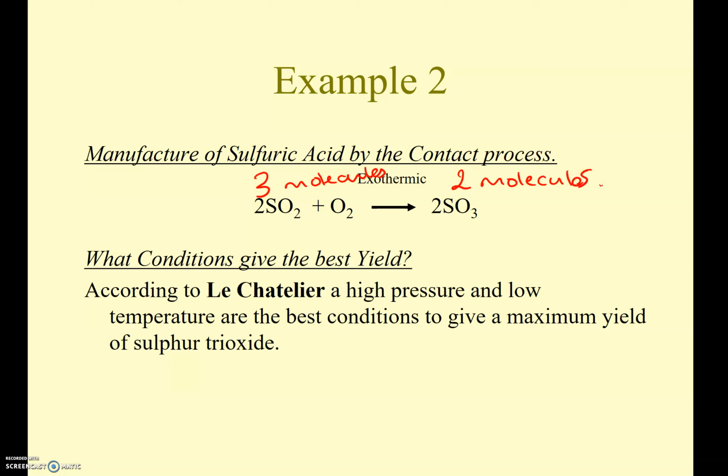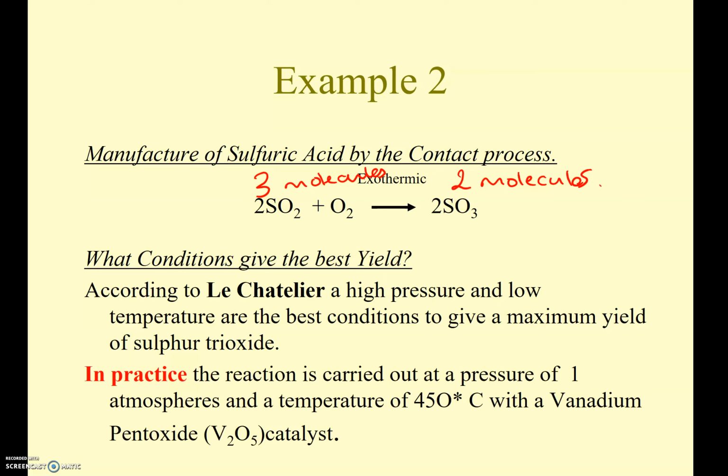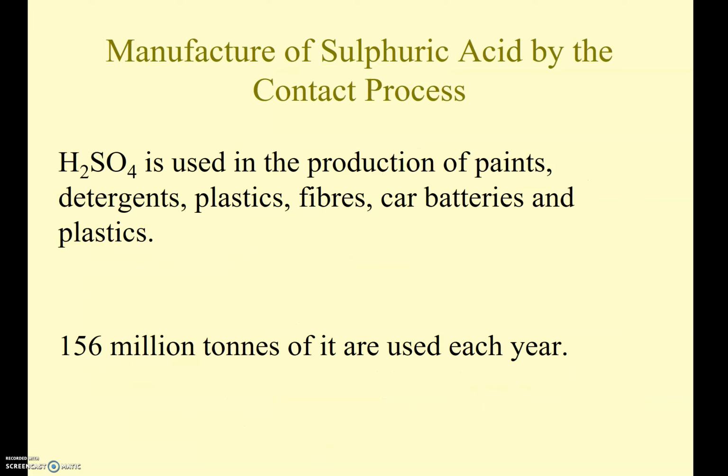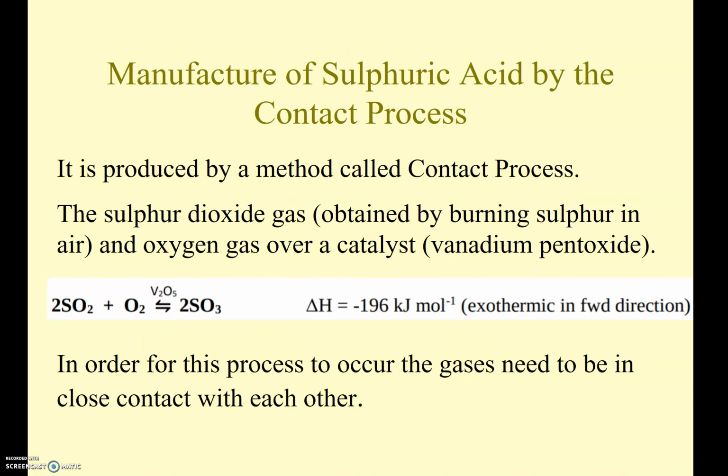So you would think that high pressure, low temperature were the best conditions to give a maximum yield of sulfur trioxide. In practice the reaction is actually carried out at a pressure of 1 atmosphere and a temperature of 450 degrees Celsius, with the vanadium pentoxide catalyst. Sulfuric acid is used in the production of paints, detergents, plastics, fibres and car batteries, and about 156 million tonnes of it are used each year.